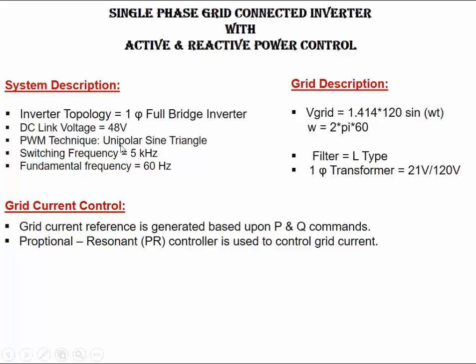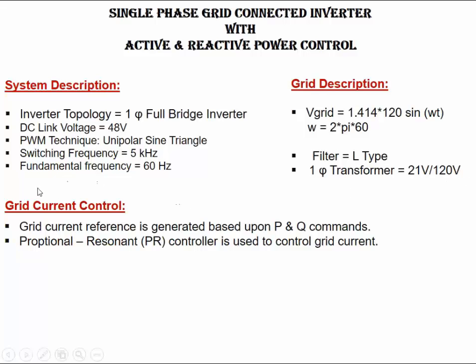And we have used the famous unipolar sine triangle PWM technique with a switching frequency of 5 kHz and a fundamental frequency of 60 Hz. On the grid side, we have a single phase grid of 120 volt RMS and 60 Hz fundamental frequency, and we have used an L-type filter. We also have a single phase transformer to connect the single phase inverter to the grid, with 20 volt RMS as primary voltage and 120 volt RMS as secondary voltage.